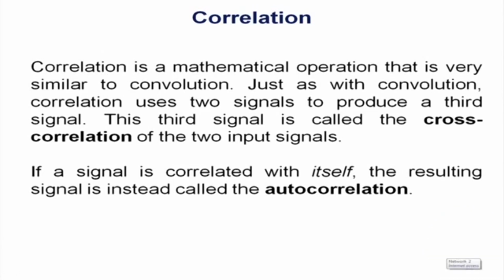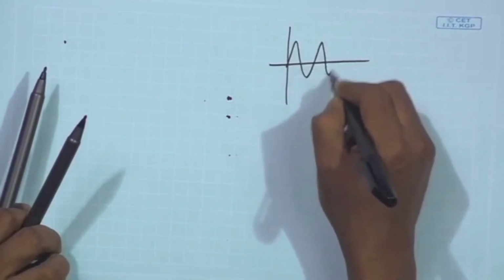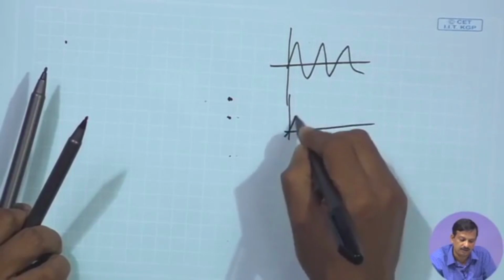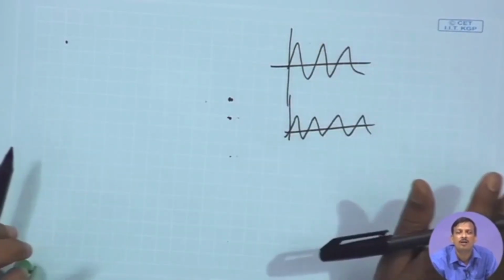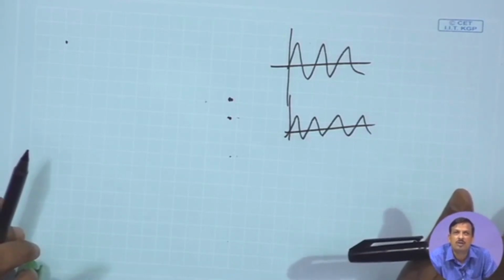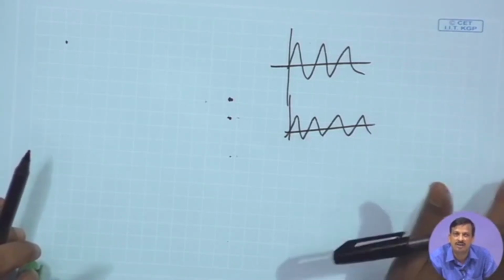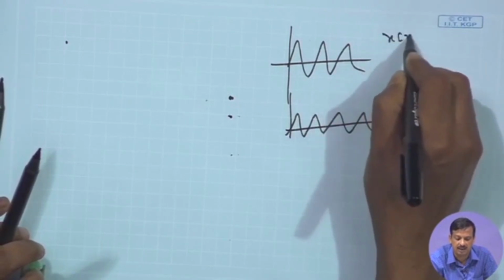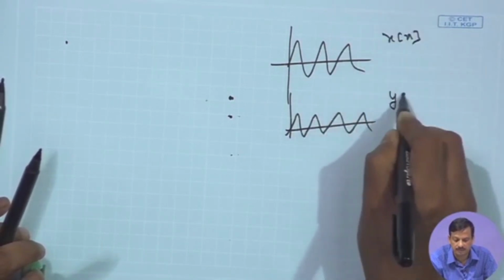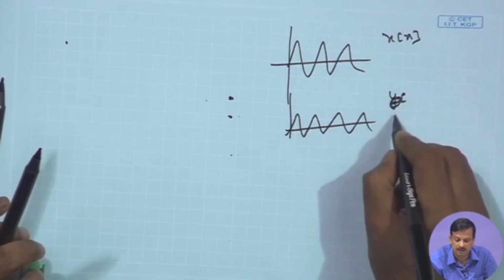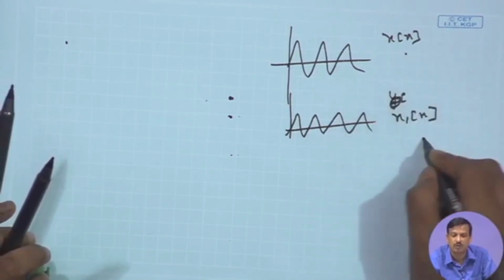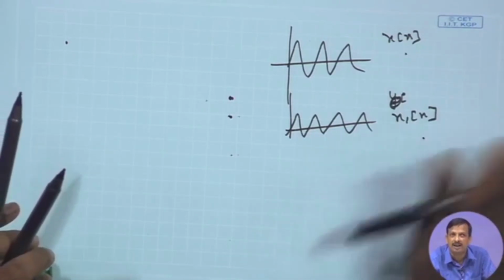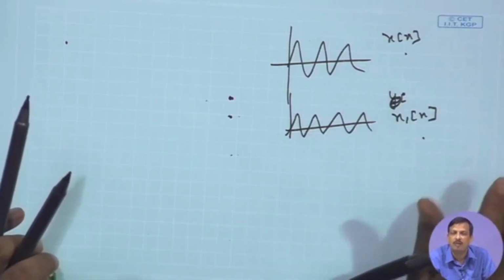Suppose there is a signal like this and there is a signal like this, and I want to find out whether they are similar or not. That is why it is called correlation, the relation between them. Let us say this is x[n] and this is x1[n]. The correlation between x[n] and x1[n] is nothing but the similarity between these two signals. How do I find out?